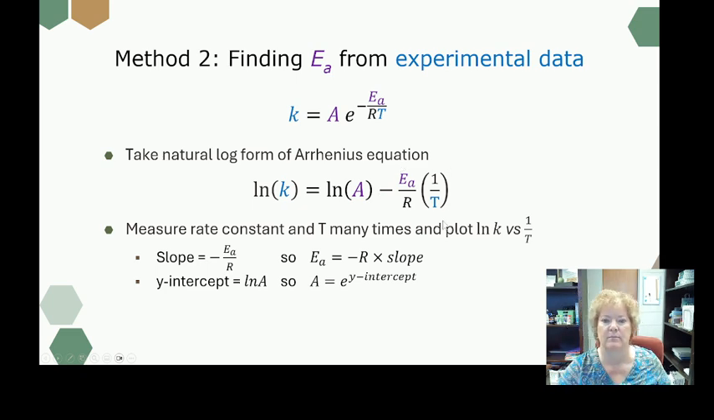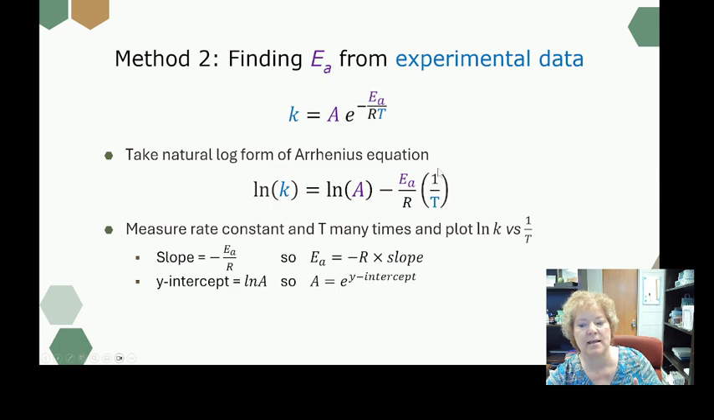I did some log math, right? This is the log of a product. I can break it out into a sum of the logs, and then I have an exponent, so I can put that in front. So this is the third form of the Arrhenius equation you want to know. So I measure this rate constant and temperature many times, and now for every temperature point that I have, I'm going to take the inverse temperature, and for every rate constant that I found, I'm going to take the natural log of it. And I'm going to make a plot of the natural log of k versus the inverse of the absolute temperature.